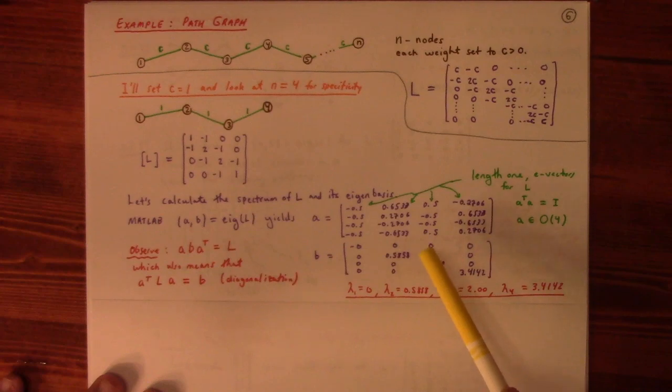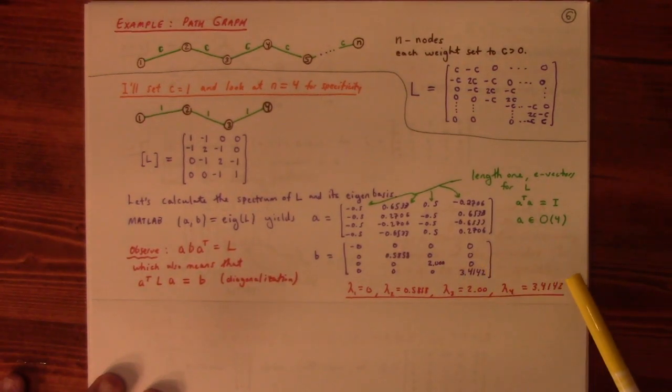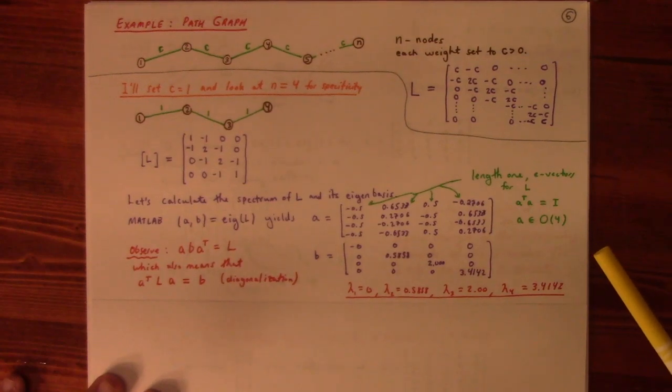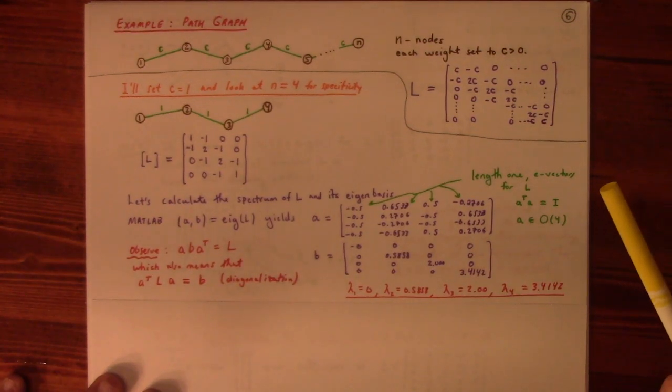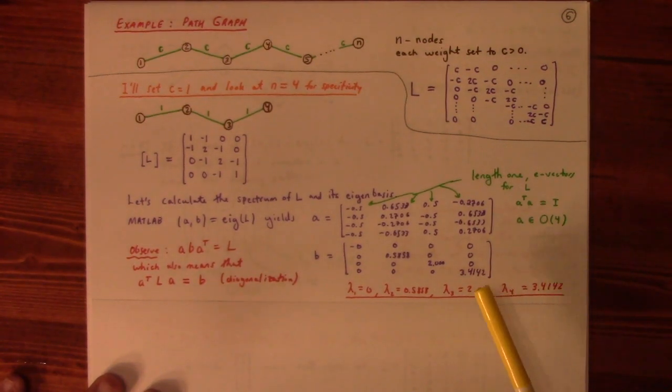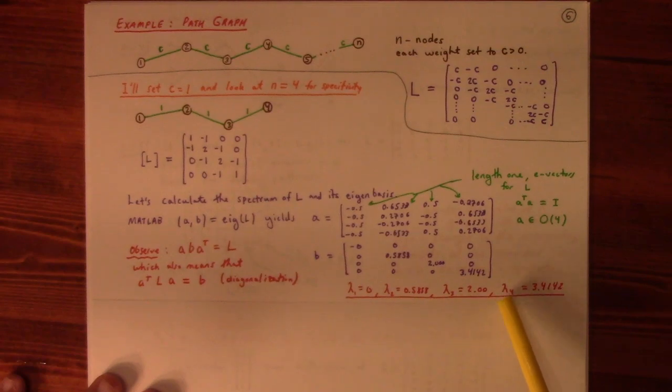We have 0, we have 0.58, 2.00, and 3.4142 according to the precision of my computer. MATLAB 2019b, I think. And an interesting thing to notice, we only have 0 once. The multiplicity of 0 is not 0, but it's 1. And then the largest eigenvalue here, 3.4142, is less than 4.